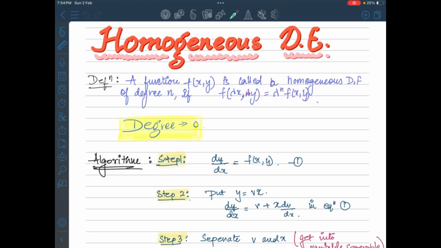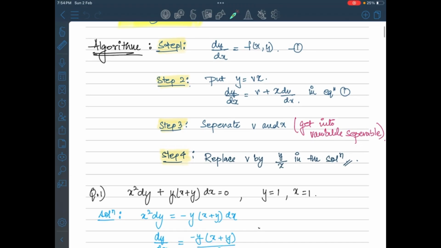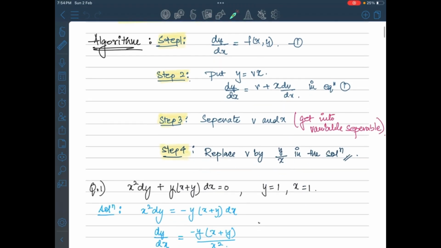Now in CBSE we have only linear homogeneous differential equation. That means degree should be 0. Okay. Now let us start with the algorithm. It has a very simple, straightforward algorithm. So let us go through that.